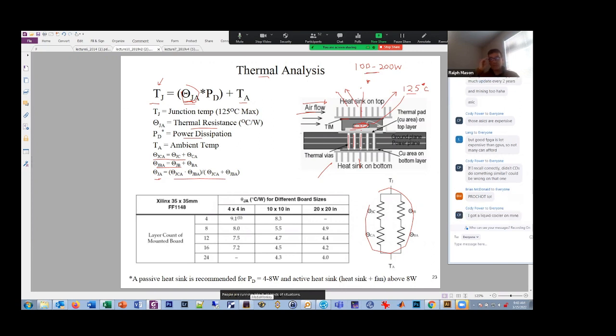I got a liquid cooler on mine. Yeah, so liquid coolers even improve that. Basically when you put on a liquid cooler, you're just lowering this thermal resistance so you can handle more power dissipation.